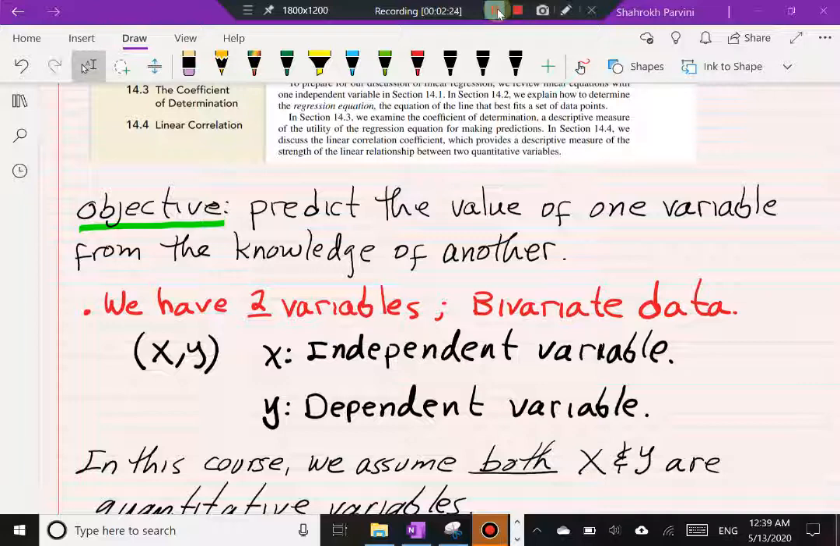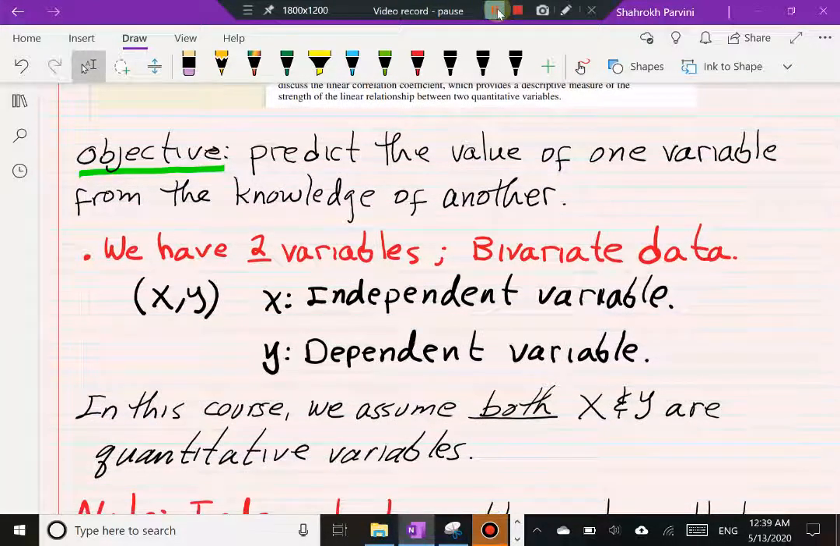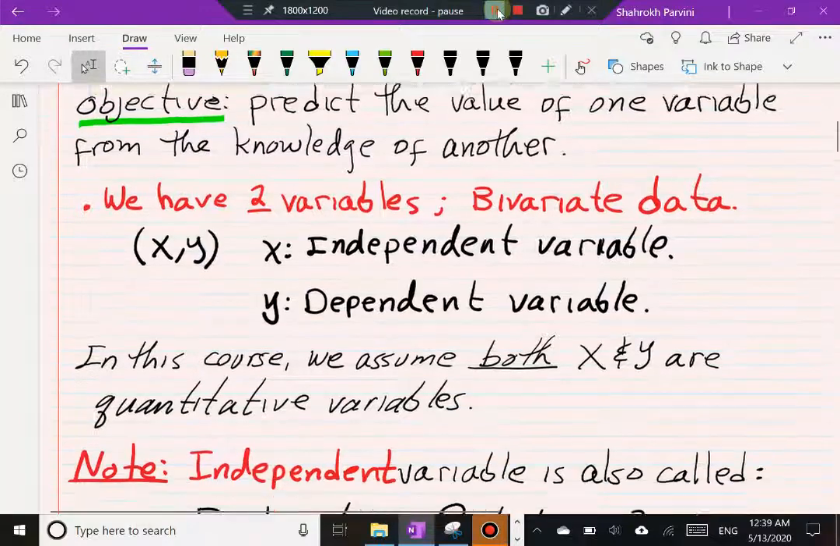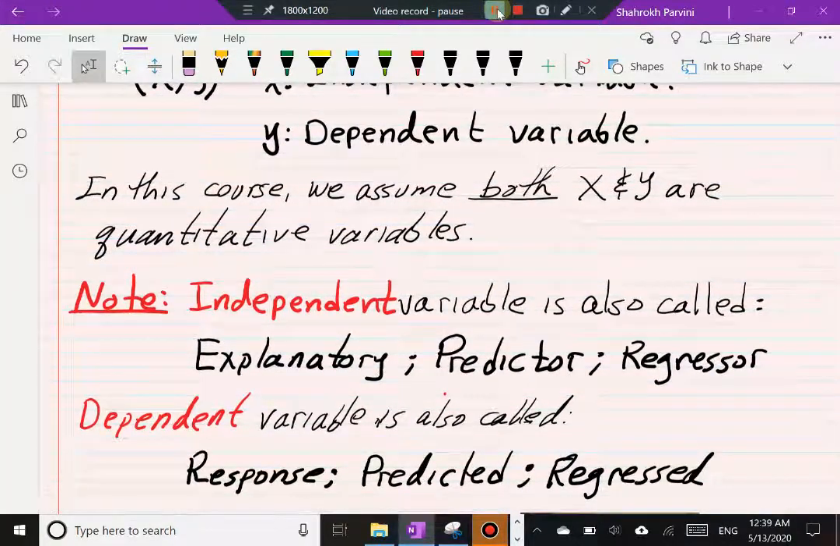Now, for our discussions in this course, we assume both of these variables are quantitative variables. But strictly speaking, it is possible to have qualitative variables in regression, but we don't address those in this course. Now, here is some terminology for dependent variables.